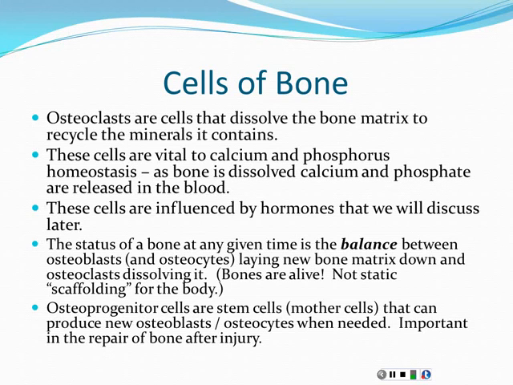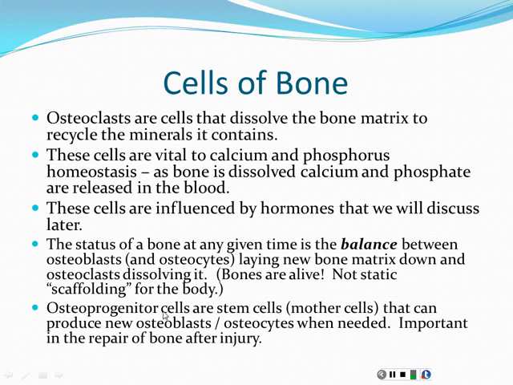So this system of recycling and this balance between making and destroying bone helps to keep our bones only as strong as we actually use them for. All right. And then the last type of cell that you find in bone is the osteoprogenitor cell. This is kind of the mother cell of bone. So the osteoprogenitor cells can produce new osteoblasts and new osteocytes.